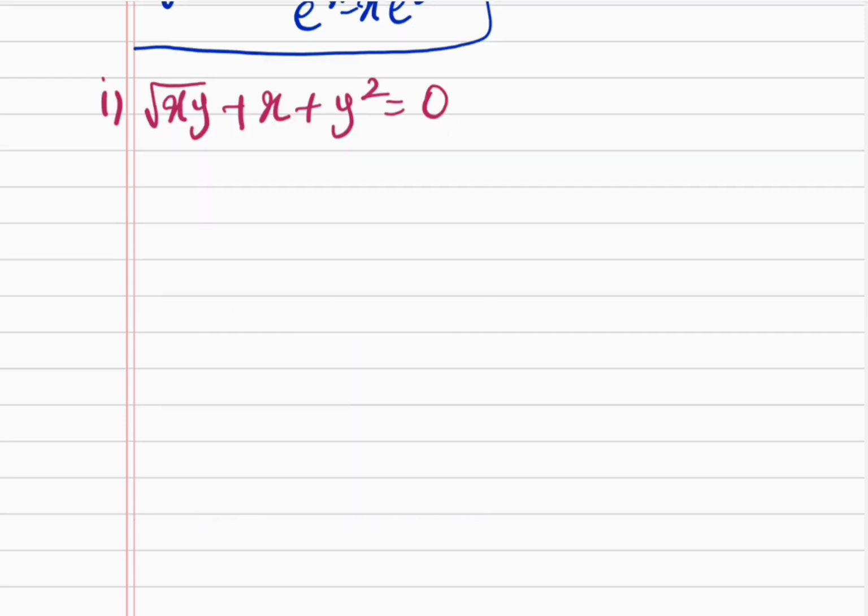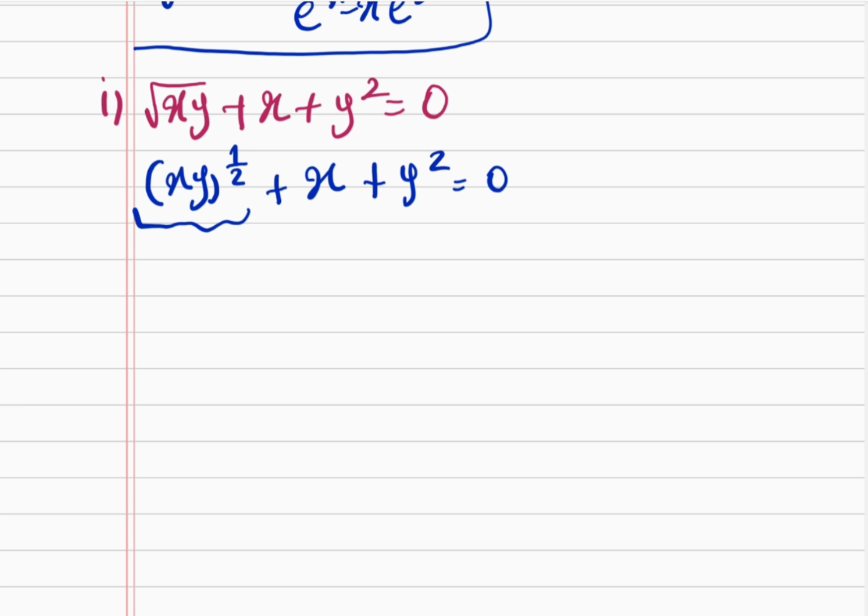Okay, and the last one, we have root xy plus x plus y squared. First of all, let's rewrite root xy as xy to the power of half. Then the rest of the terms are going to be the same. Again, another similar thing that we should be careful about is this chain rule that we have here. It's different to the usual differentiations because we have x and y, and both of them basically need to be differentiated.